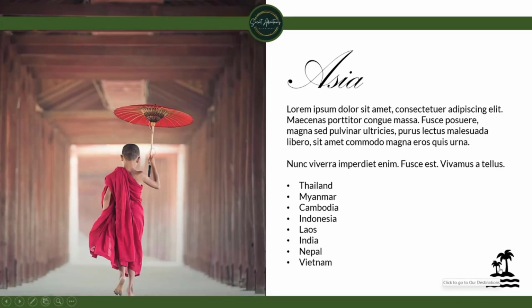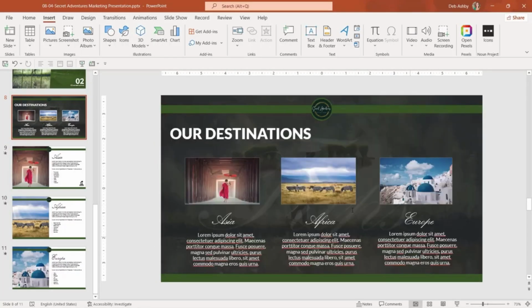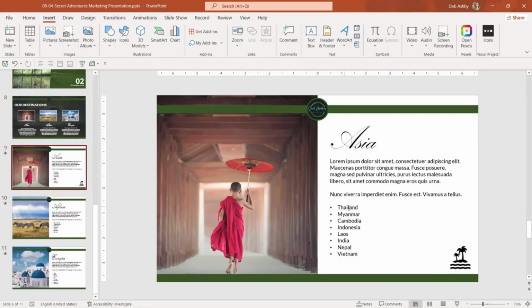So now if I run this presentation, notice that when I hover my mouse over this icon, I get the screen tip. My cursor's also changed to a hand icon, which shows me that this is a link. And when I click it, it's going to jump me to that slide. So a really nice, easy way to jump around your presentation.